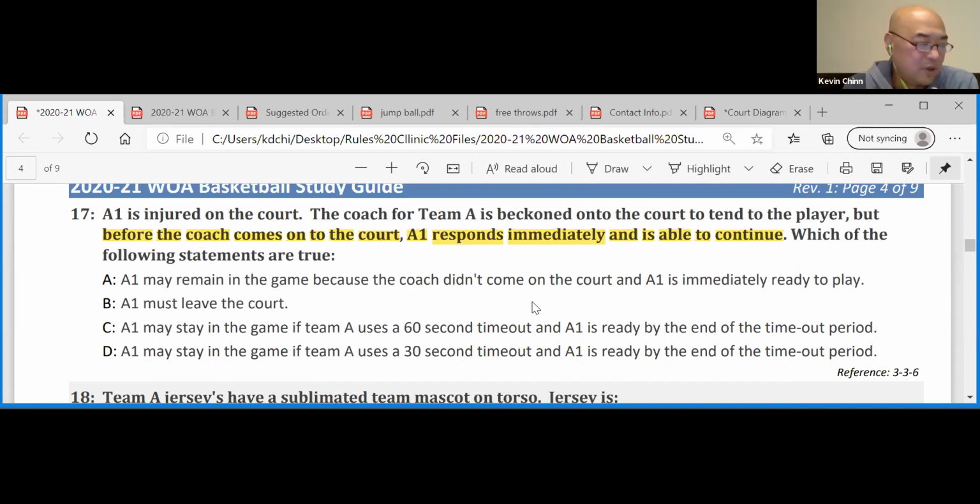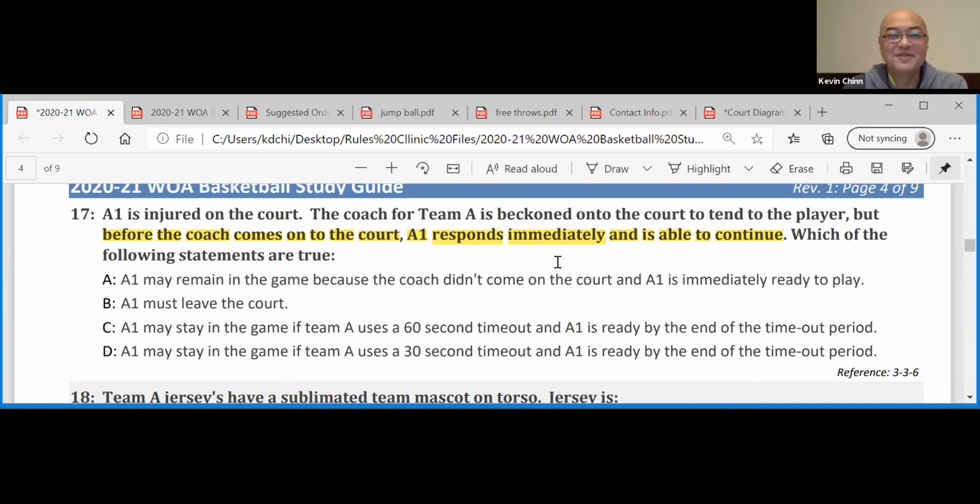So the key is right here. Before the coach comes on the court, A1 pops up. We're just going to play ball. But Chris, your answer is correct. If the coach had come out and wants to use a 30 or a 60 to buy him back in, he can do that. Even if he doesn't come out and he calls a timeout, he can still do that, right? Yeah. So anyway, the answer for this one is A.